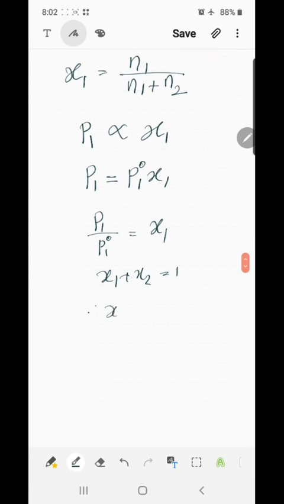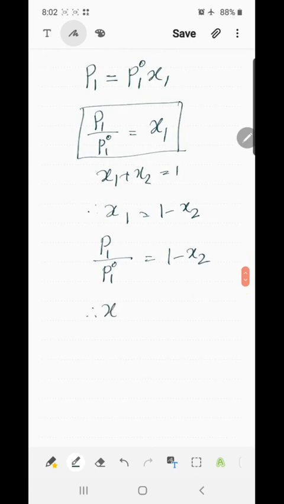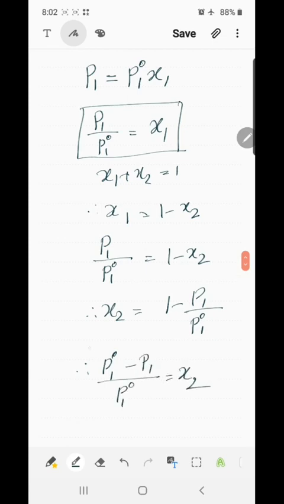Therefore x2 is equal to... so we can write x1 is equal to 1 minus x2. If you substitute in this equation, P1 upon P01 is equal to 1 minus x2. Again rearranging, x2 is equal to 1 minus P1 upon P01, or you can write (P01 minus P1) upon P01 is equal to x2.